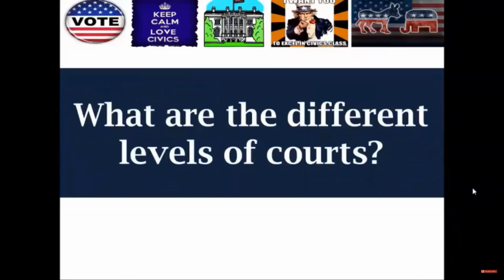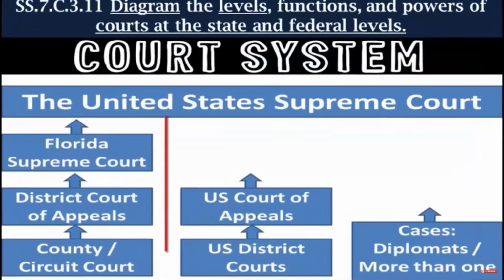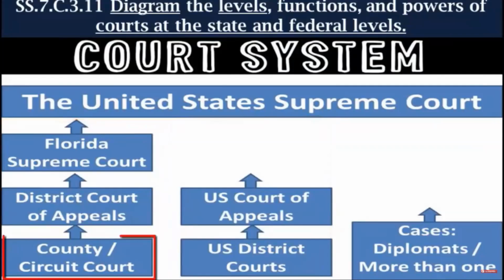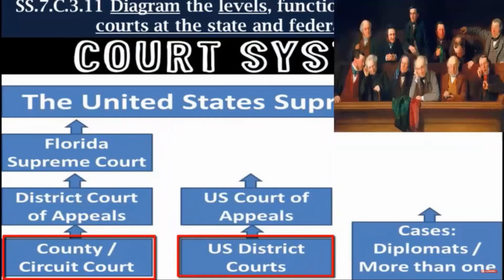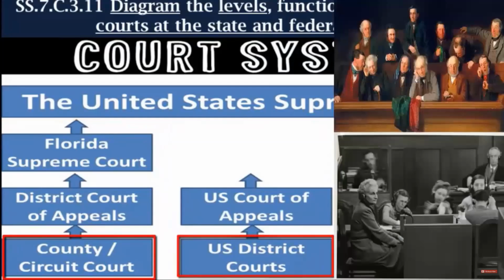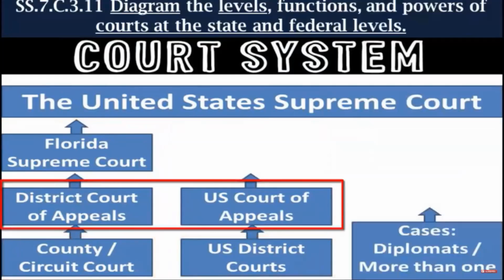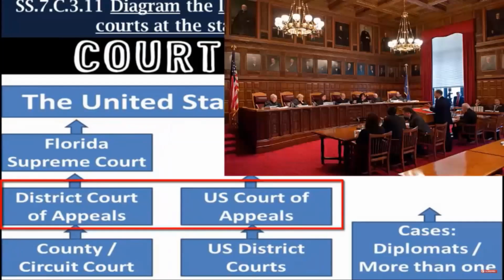What are the different levels of courts? The federal court system and the various state court systems are similar in that they both have 3 levels. At the bottom in Florida, like most other states, you have county or circuit courts where the trial starts. And this is the same for U.S. district courts. This is the level where you have juries and witnesses, where most cases start and end. Above this level, you have courts of appeals that have appellate jurisdiction, where small panels of judges will decide if the defendant had a fair trial the first time.